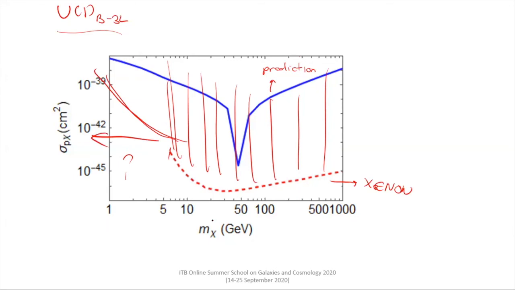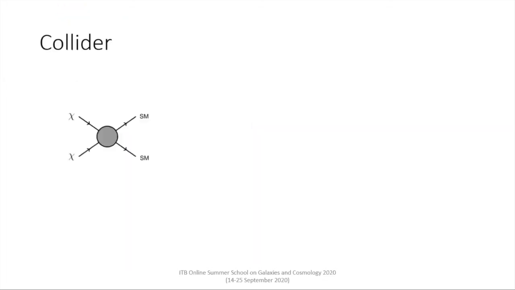Can we probe the WIMP dark matter at low dark matter mass? And I believe you'll be told in the next lectures. So that's it for the spin dependent. Now move on to collider. This is actually my expertise. I've written some papers on dark matter at colliders, dark matter production in colliders.